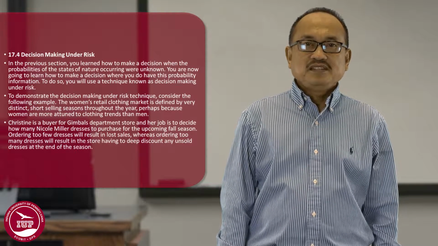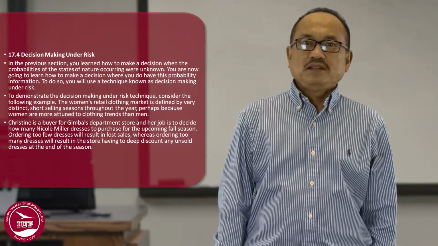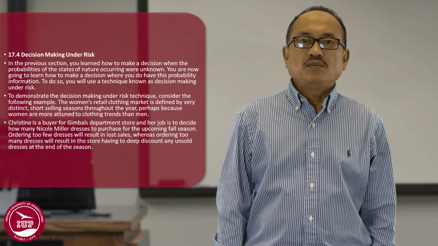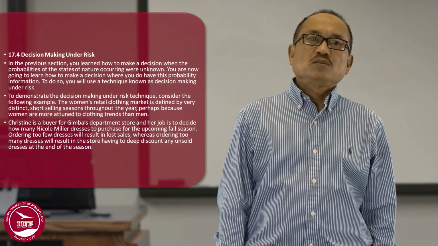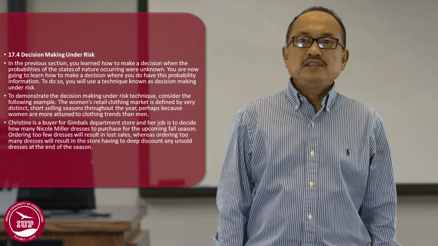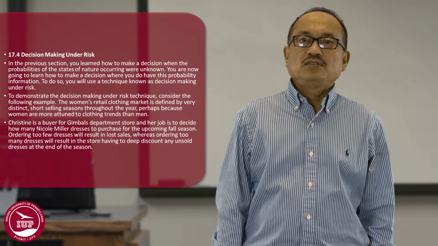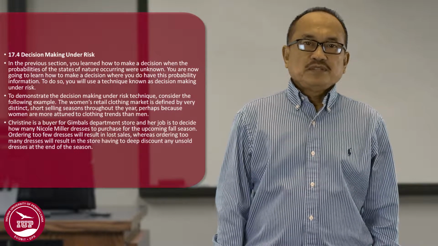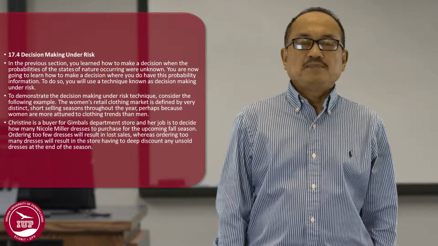17.4 Decision Making Under Risk. In the previous section, you learned how to make a decision when the probabilities of the states of nature occurring were unknown. You are now going to learn how to make a decision where you do have this probability information. To do so, you will use a technique known as decision making under risk. To demonstrate the decision making under risk technique, consider the following example.